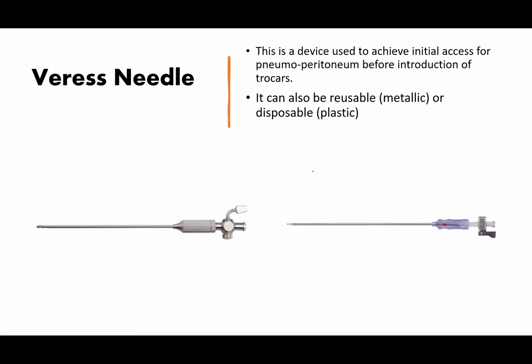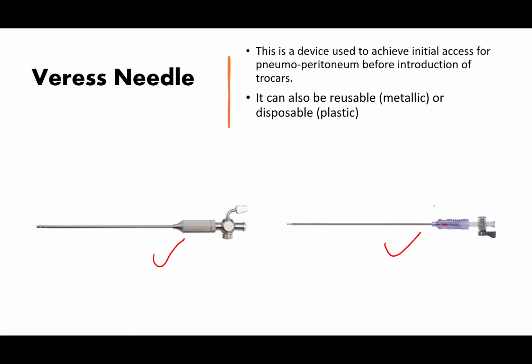Now, we are going to talk about some of the instruments we use. The first one we'll talk about is the Veress needle. The Veress needle, as we mentioned, devices could either be reusable, which are metallic, or plastic. This device is used to achieve initial access for pneumoperitoneum before introduction of the trocar.